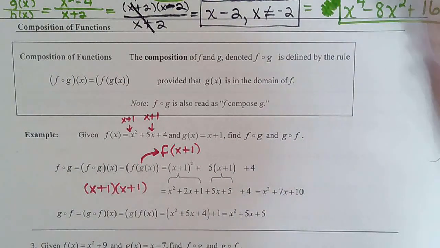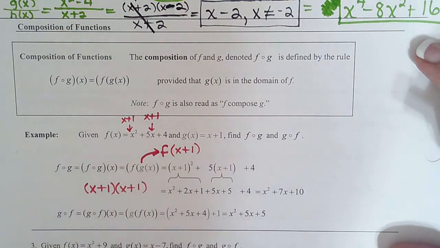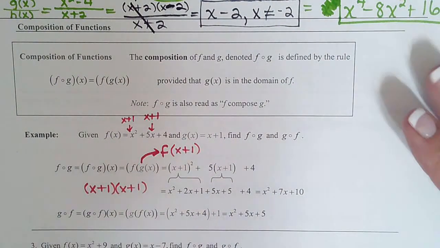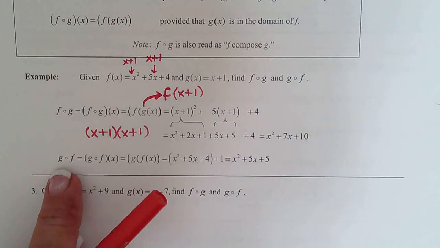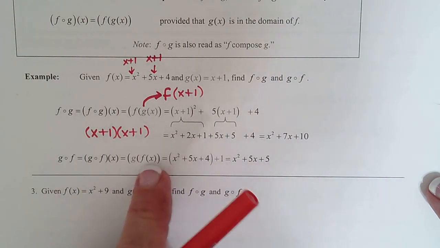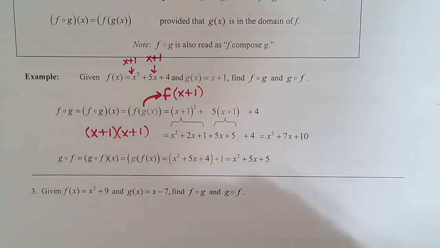So we plug one function into the other function. That's why they're called a composition, because now they're made up of two functions. And then you get a totally different answer when you go backwards. So switch the order of g and f. So now it's g parentheses f parentheses x, close, close.